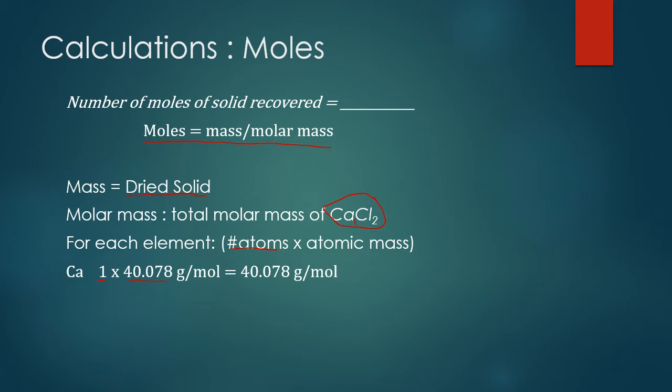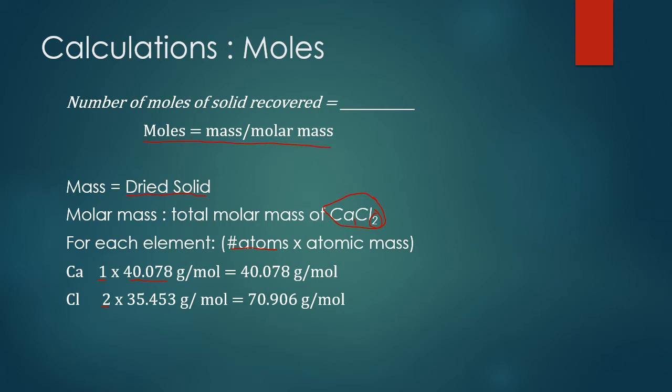But I also need to do that same process for chlorine, because chlorine is also present in that chemical formula. So for chlorine, notice now for number of atoms I put 2. That's because chlorine has a subscript of 2 after it. That subscript is saying there are 2 chlorine atoms present in this molecule.